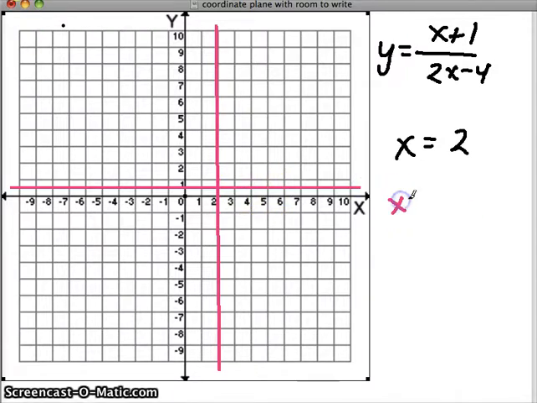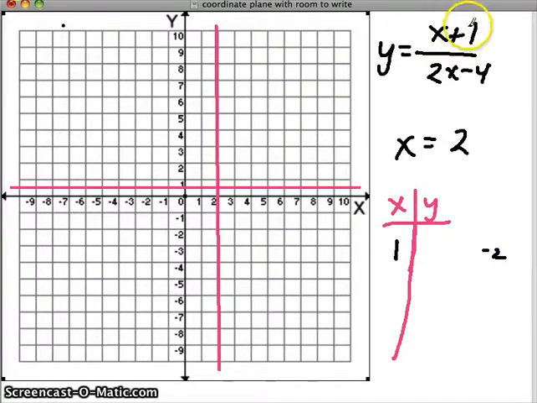Let's figure out where our hyperbolas are. Let's put a couple points on our graph. So again, if we use values to the left or right, if we use 1 or 3, it should be fairly easy. Let's see what happens here. If I use 1, then I get 2 times 1, that's 2. 2 minus 4 is negative 2. And on top we have 1 plus 1, that's 2. So 2 divided by negative 2 is negative 1. So at 1, negative 1, that's a point on our hyperbola.